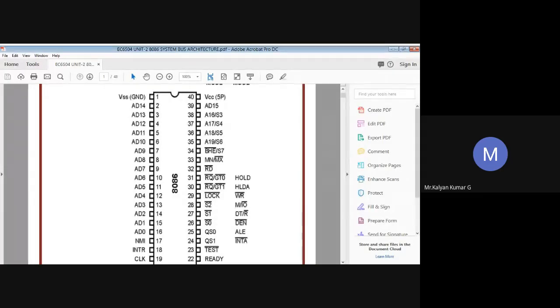Then the system reset pin, and we have two interrupt pins: one is NMI, non-maskable interrupt request, and the other is INTR, interrupt request. Both are input type pins.